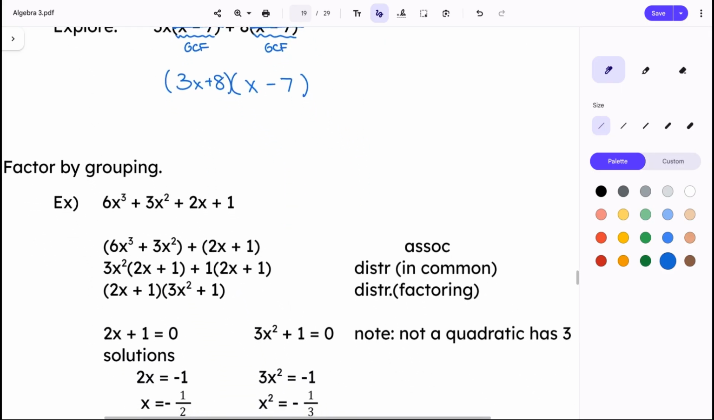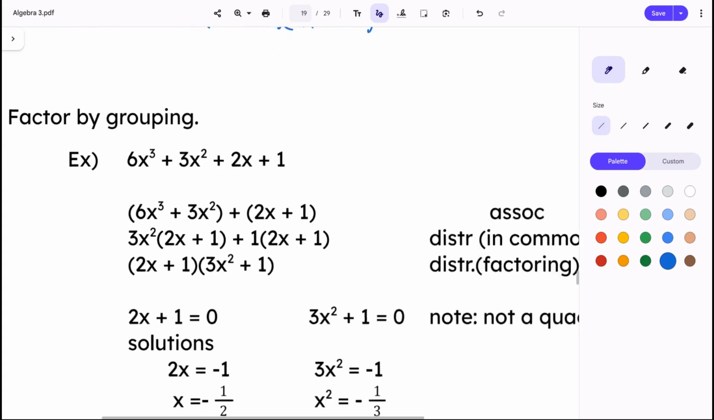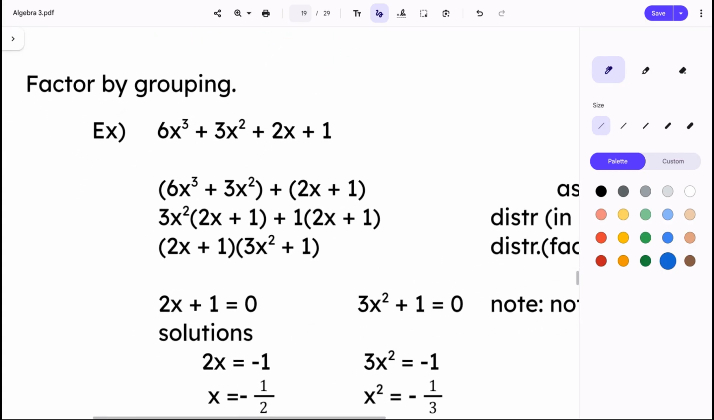They're showing you this example here where we start out with this polynomial, 6x to the third plus 3x squared plus 2x plus 1. If I look at this right now, it has 4 terms. And if I look at all 4 terms, there's nothing that I can take out of everything. Yes, I could take a 1 out of all of it, but is that really going to do me any good? No, because it's not going to simplify this at all. So I'm not even going to think about that, but instead, I'm going to think about grouping these.